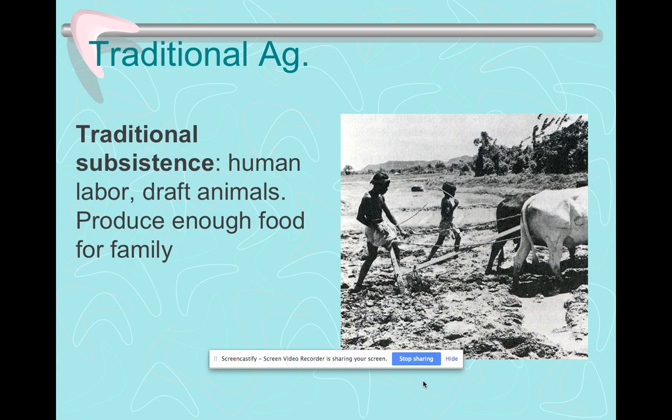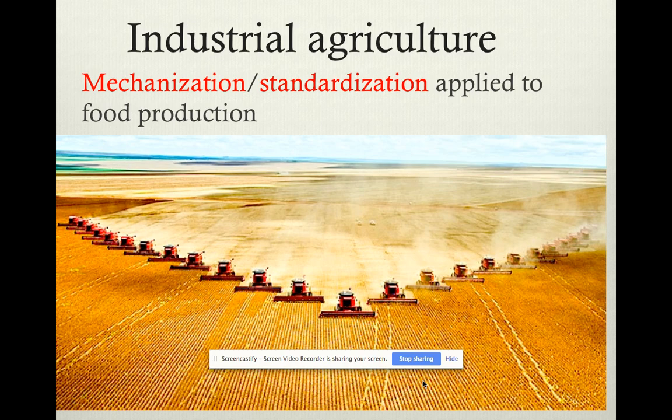Traditional agriculture for most of human history was what we call traditional subsistence. Humans were basically growing enough for themselves, maybe their friends, some extended family, but they used their own labor and they used animals. We can't do that now to feed 7.6 billion people, so we have to make it an industrial agriculture method. So this is mechanization, standardization applied to food production that allows us to produce a ton more food.